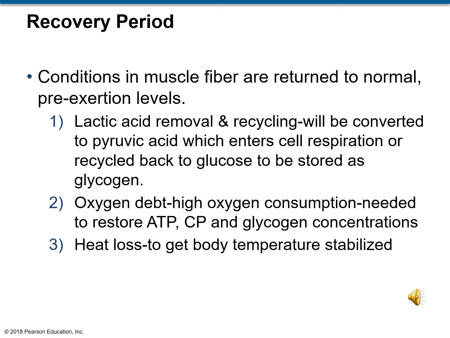We have an oxygen debt, so we need to get high oxygen consumption so we can restore our ATP, our creatine phosphate, and our glycogen concentrations. And we have to get rid of the heat that we produced when we were exercising and using muscle contraction, so that we can stabilize the body temperature and make sure the enzymes work correctly.